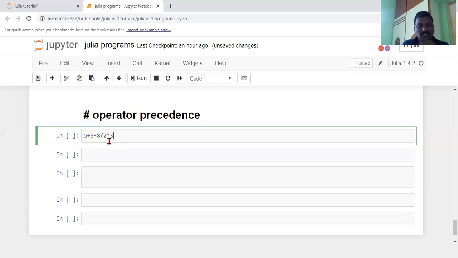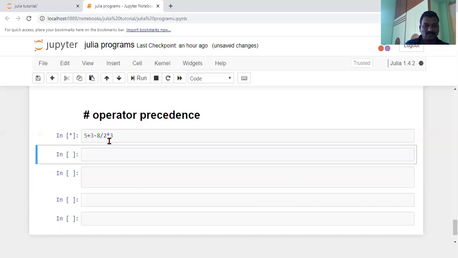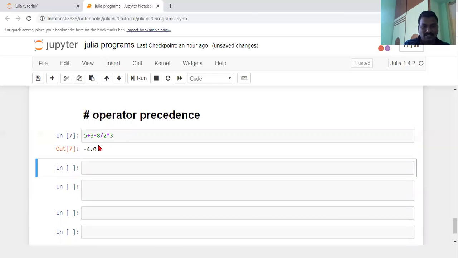If you don't know about that value, what is the result? It gives some result. For example, it takes some time and gives a result like this, minus 4.0. It gives a floating point number. How can you get the floating point number?